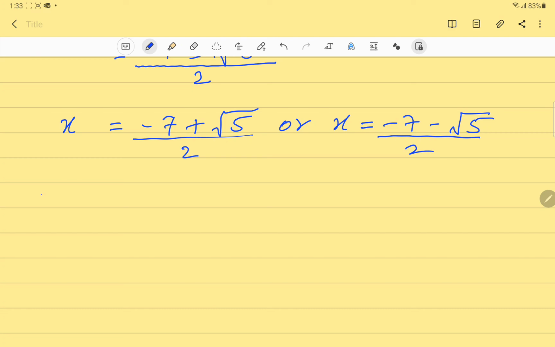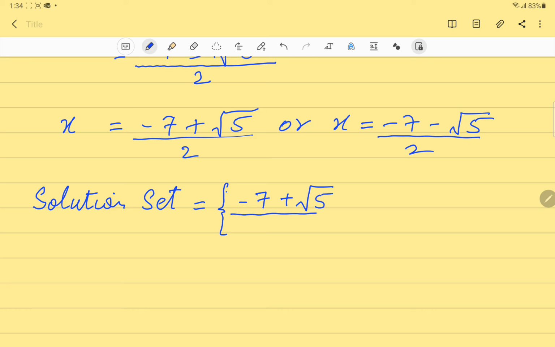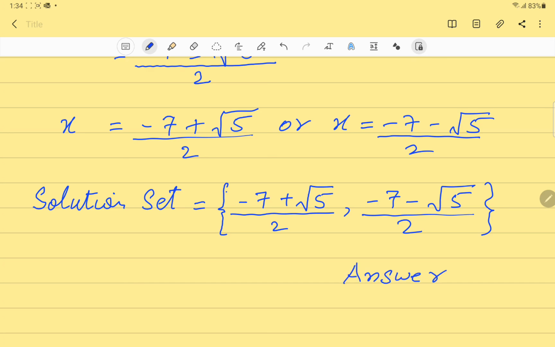So our solution set will be minus 7 plus square root of 5 over 2 and minus 7 minus square root of 5 over 2, which is the answer of this equation.